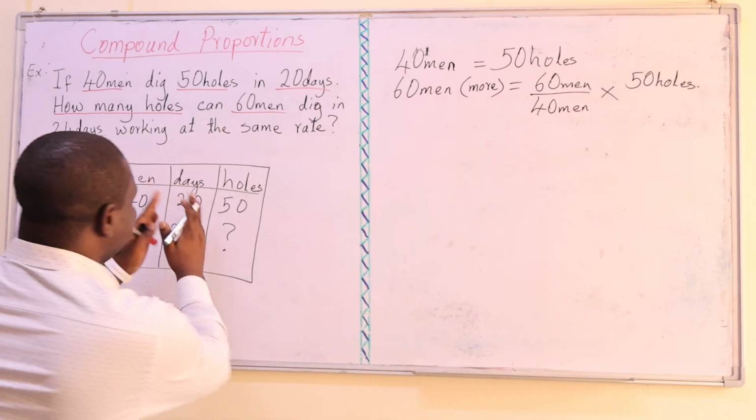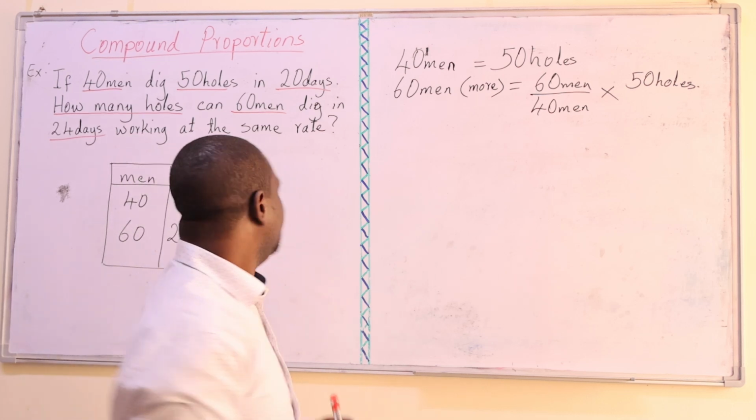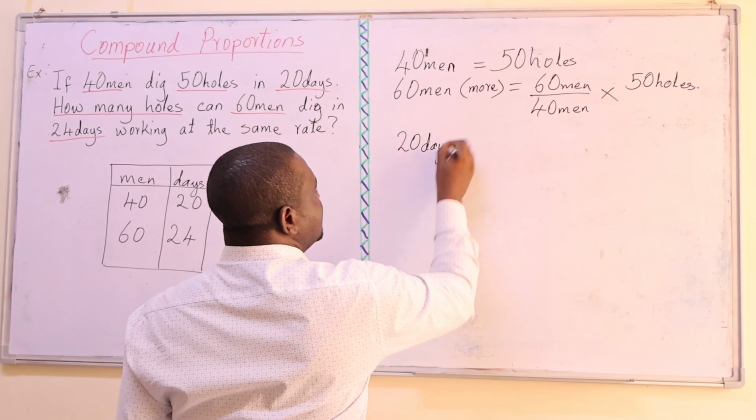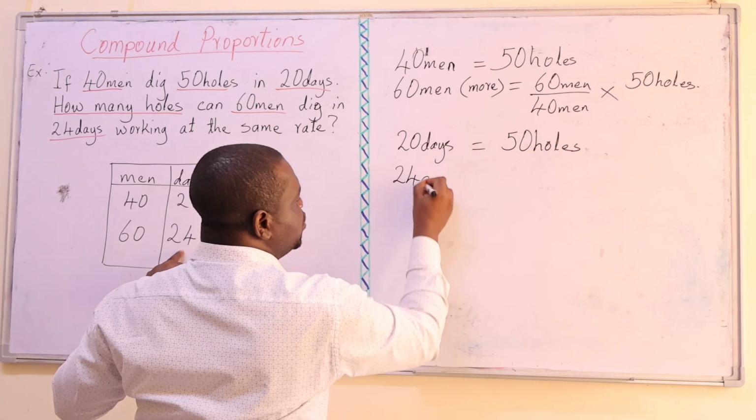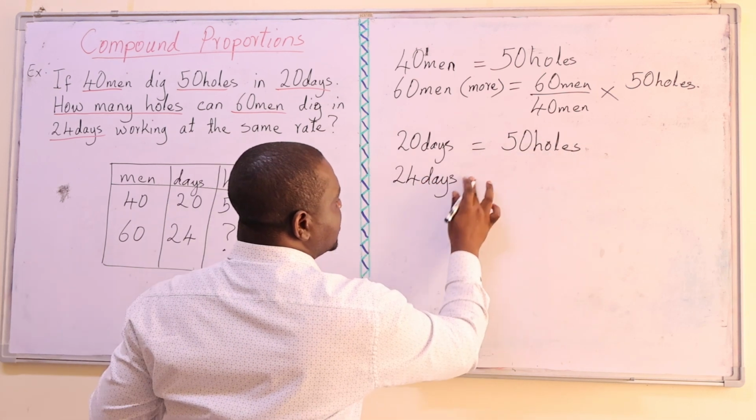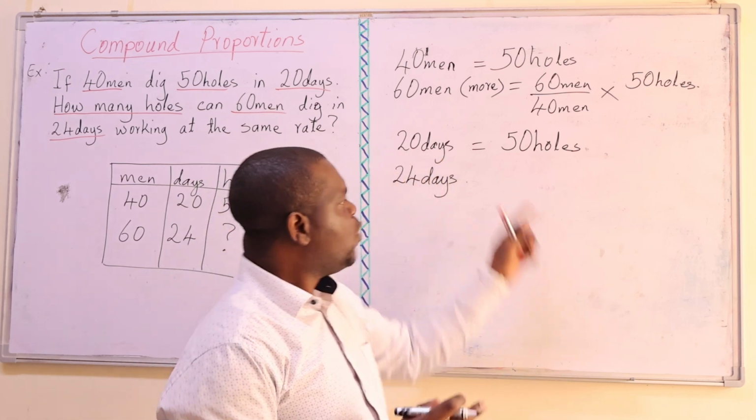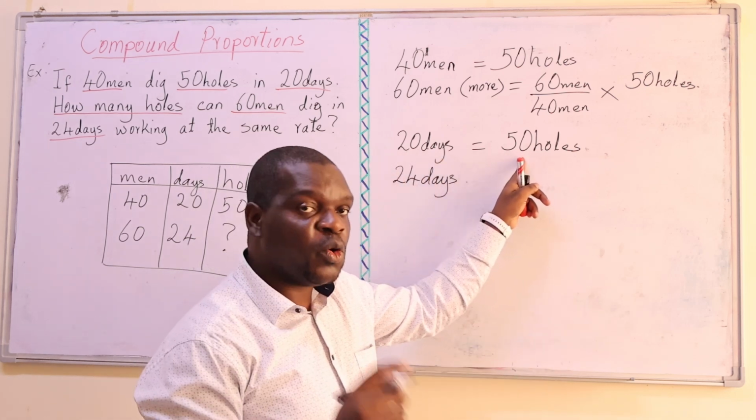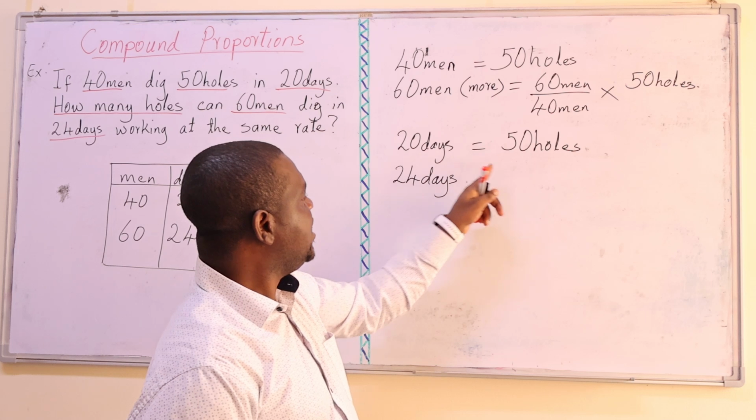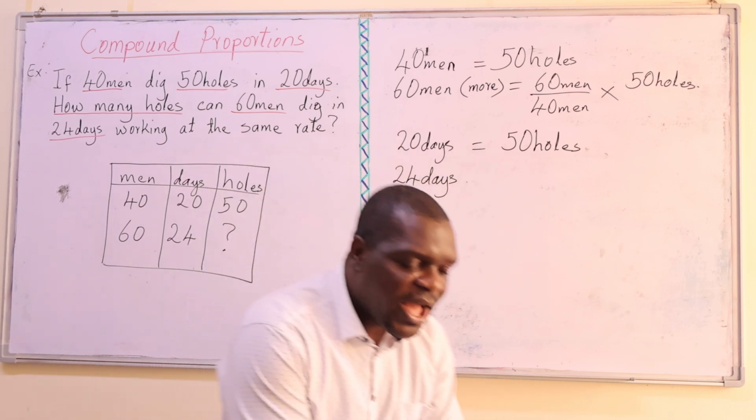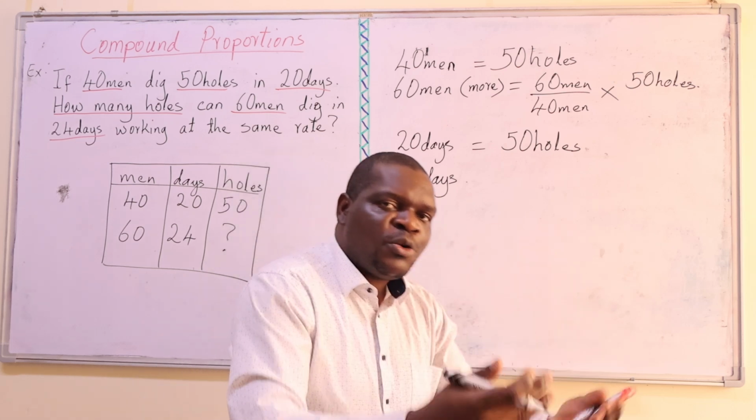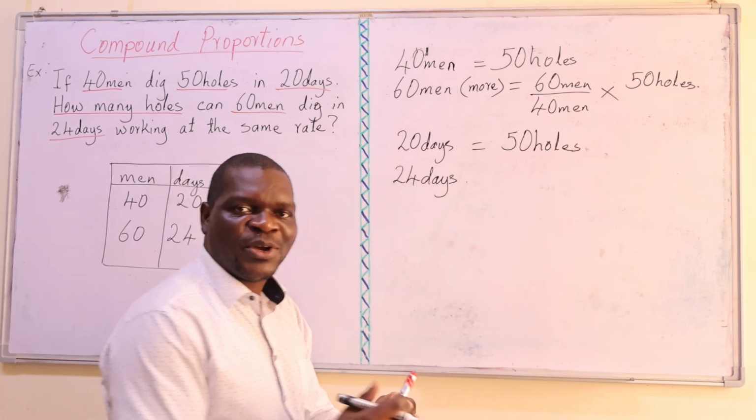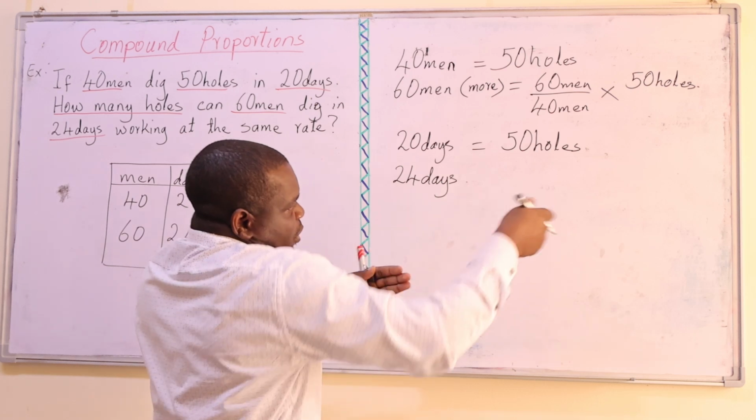Let's go now to the days in relationship to the holes. In 20 days, how many holes are being dug? 50 holes are achieved. In 24 days, put yourself there again. We were able to work out 50 holes. Put yourself there in 20 days. Now we have 24 days, which means there are more days. Are we going to do more holes or less? Obviously more, because you have more days, 4 more days.